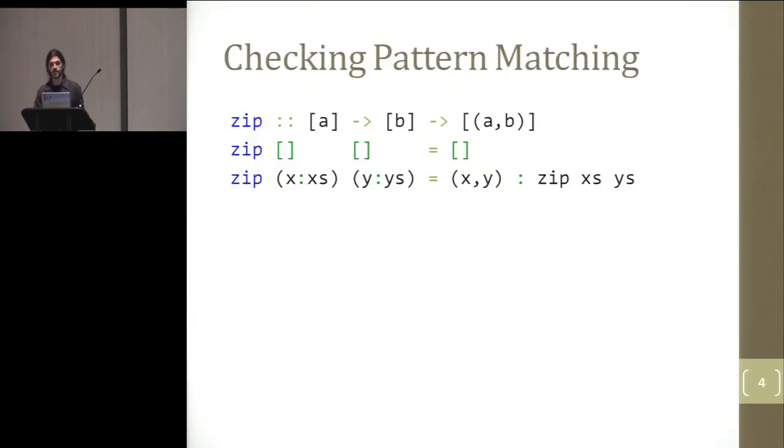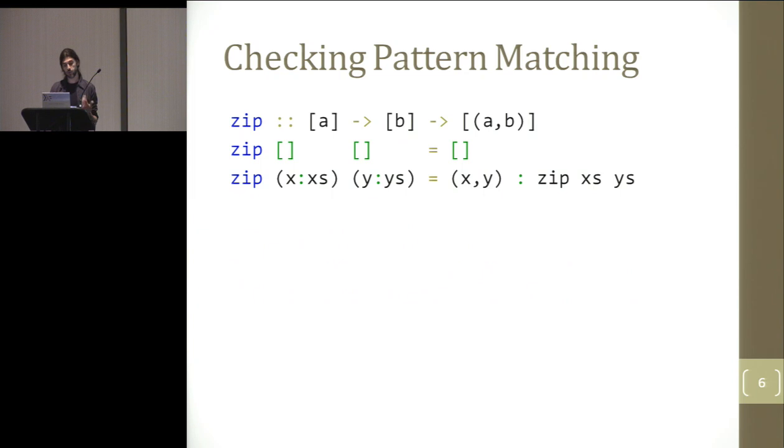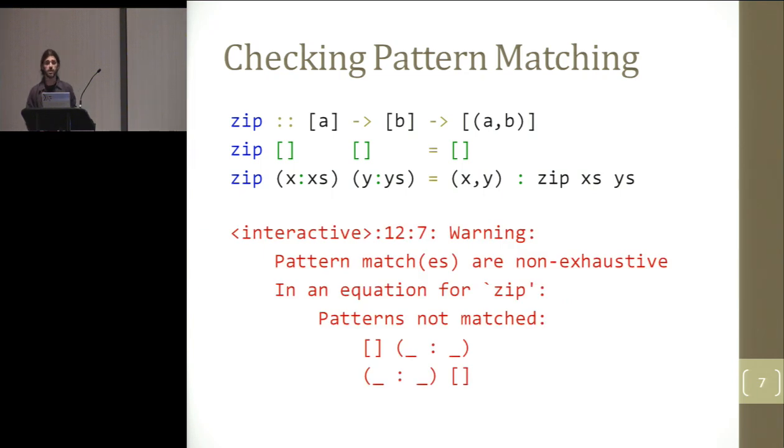Well, for an example, here you have a variation of zip that pairs element-wise two lists. The problem with this function is that it has only two clauses. It assumes that the input lists will have the same length, which is not expressed in the type system. So if we call this function on two lists of different length, like here, we get a runtime error. What we would like to have, and what we do have, is a warning like this one, which says that zip is not exhaustive.